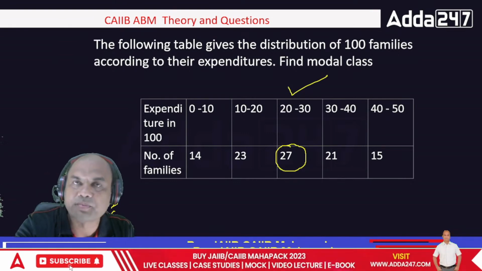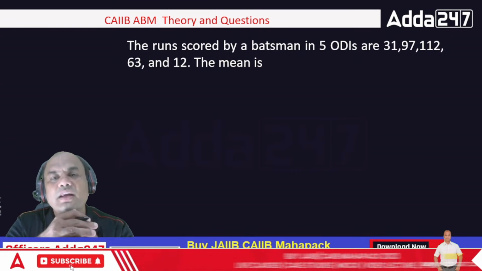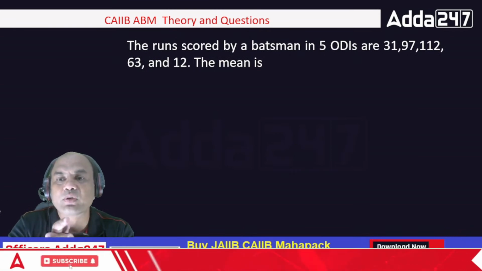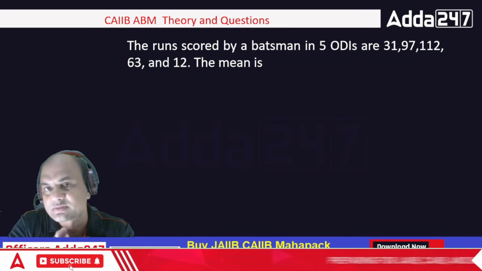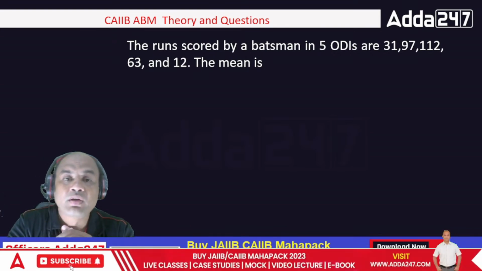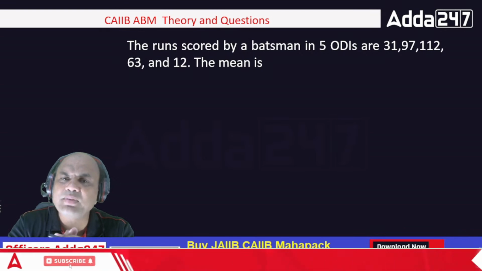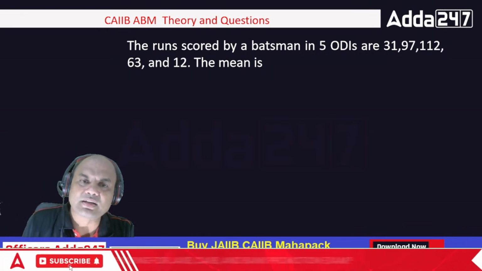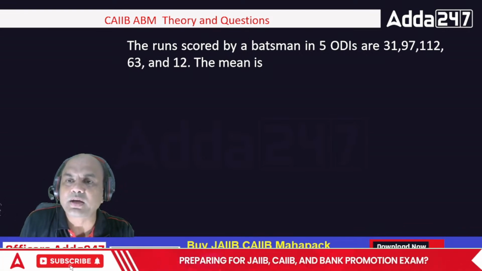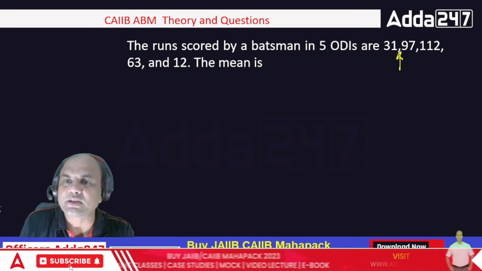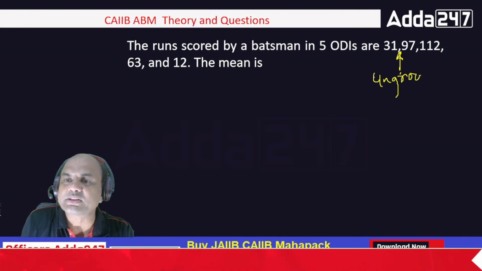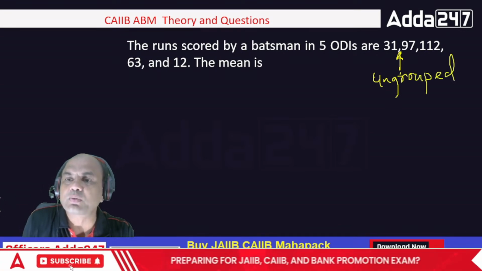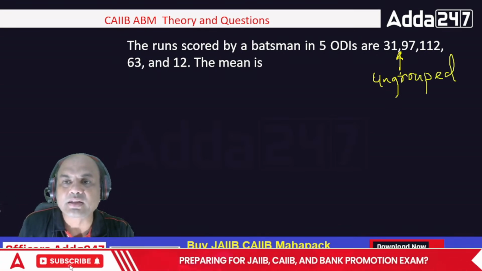Okay. Next one. The runs scored by a batsman in 5 ODIs are 31, 97, 112, 63, and 12. The mean is? Now what is this mean? Mean means average, isn't it? See here, this is known as ungrouped data. Very important part. Ungrouped means whenever we don't have frequencies given. So this is an ungrouped data.